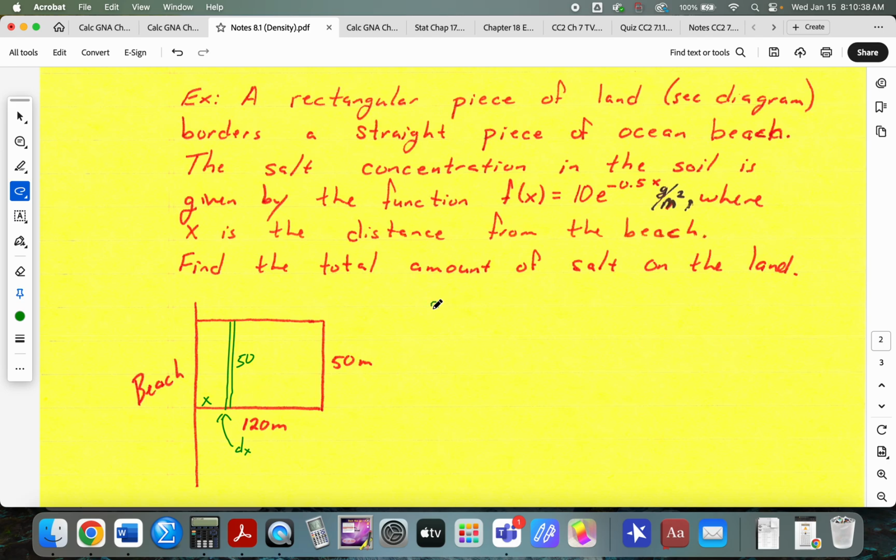So I'm going to have the integral from, what does x range from and to? 0 to 120. 0 to 120, exactly right. And we're going to have f of x, 10 e to the negative 0.5x, times the area, which is going to be 50 dx.